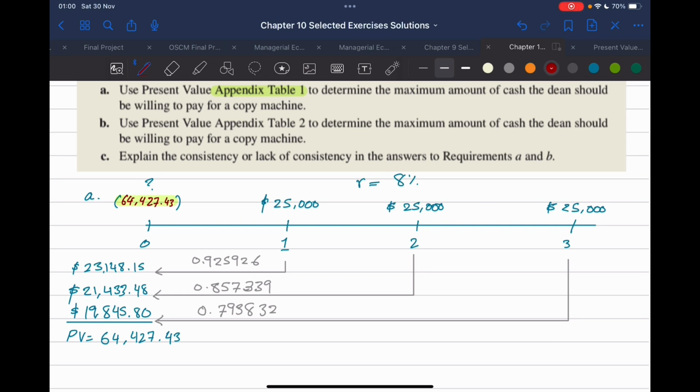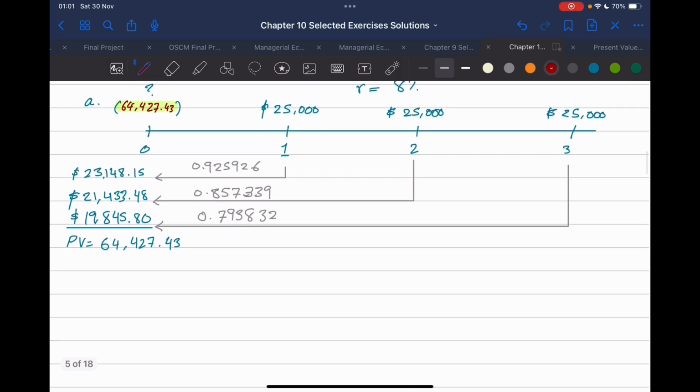A little bit tedious, but this is the point, I think, of this exercise, to show you how much easier it is to use annuities. Okay, so let's see the second requirement, B. Use present value appendix table 2 this time, which is the table dedicated for annuities, to determine the maximum amount of cash the dean should be willing to pay for a copy machine. Notice how much easier it's going to be for us to do this part now.